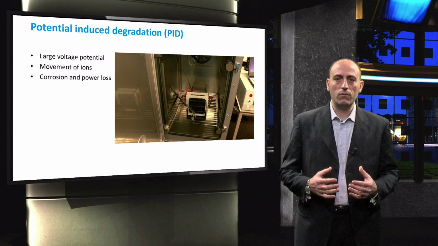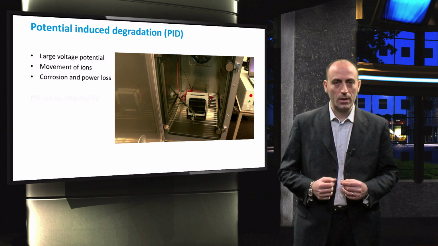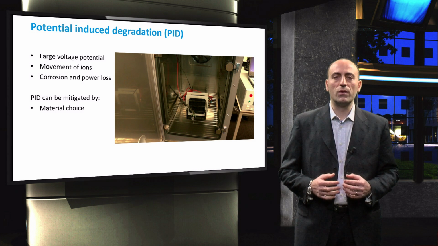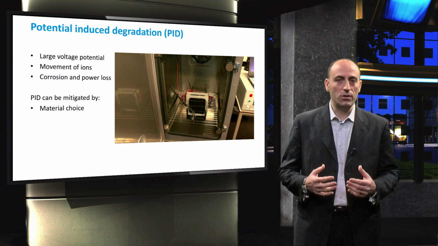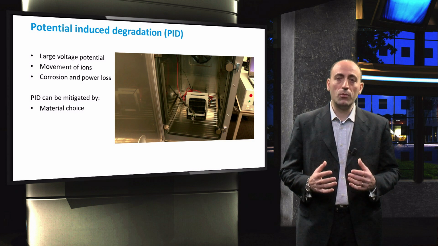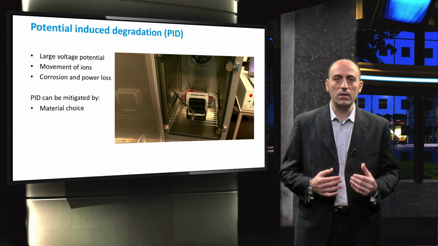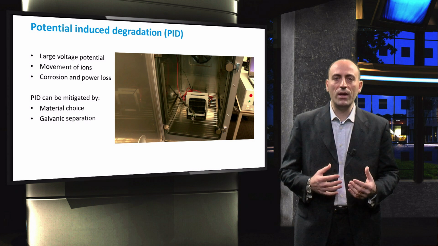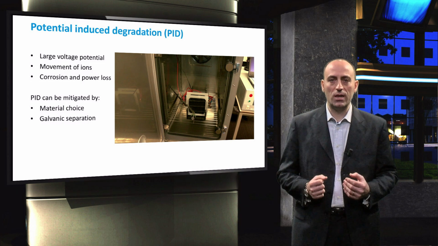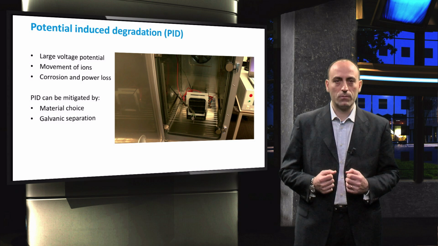Not only the magnitude of the voltage potential enhances this effect, but also increased humidity and temperature affect the ion mobility. The correct choice of materials used for the glass, encapsulation, and the other diffusion barriers can reduce or mitigate PID. Another important factor is the type of inverter used in the system. The presence of a transformer in the inverter enables galvanic separation between the DC and AC side of the system. This galvanic separation mitigates the large voltage potential and thereby hampers the PID.